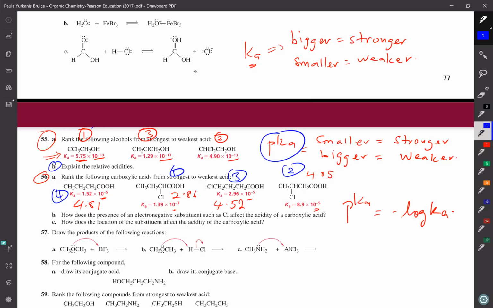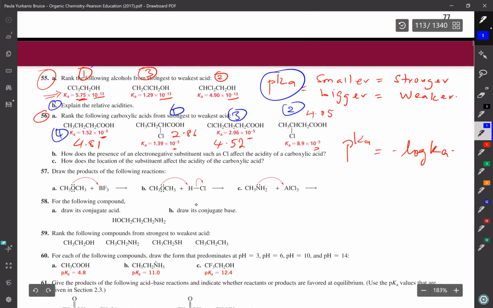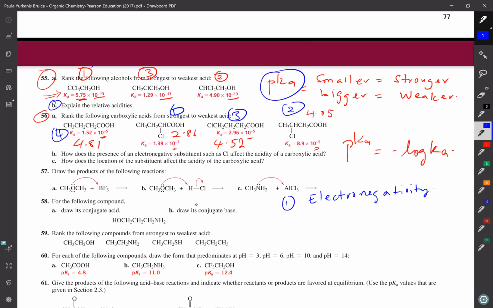Okay. And in order to explain relative acidity here, there are some factors that you need to consider. First thing you need to consider is the electronegativity. How does electronegativity affect acidity? A hydrogen atom that is connected to an electronegative atom is acidic. Does that make sense? Those are the factors that affect acidity.